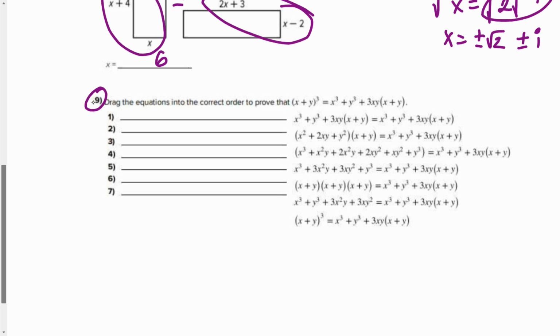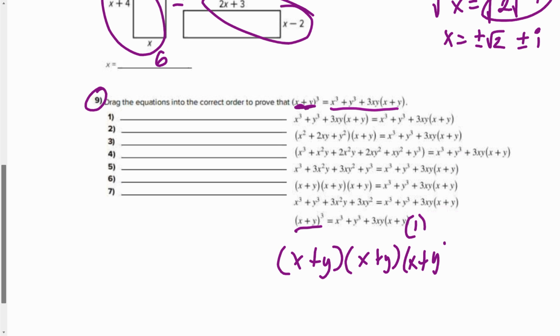Okay. Looking at number 9, we want to make this left-hand side equal this right-hand side. So we can start with the original one. This is the original one, and we can see what they did. So here we could FOIL that out, and that means that there's 3 of them. So we can see that there's 3 of them right there. So that looks like that one. Then we can go ahead and FOIL those ones out.